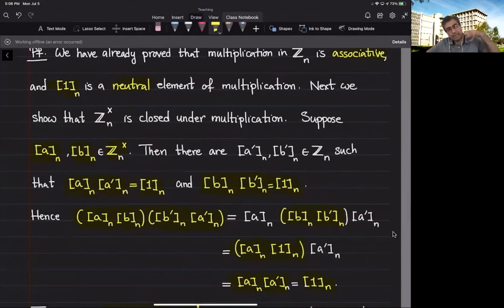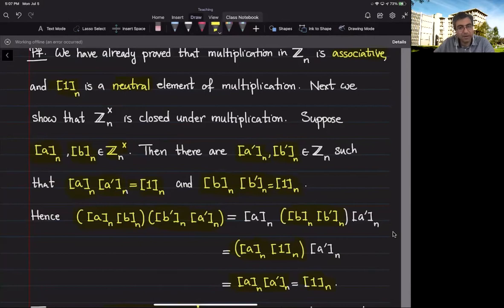It means that there is an element that I can multiply by and end up getting the residue class represented by 1. So because the residue class of A and the residue class of B are both units, there are residue classes, one represented by A prime and the other represented by B prime, so that the residue class of A times the residue class of A prime is equal to the residue class of 1. Similarly, the residue class of B times the residue class of B prime is equal to the residue class of 1.